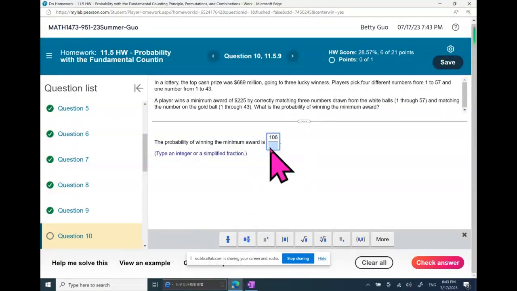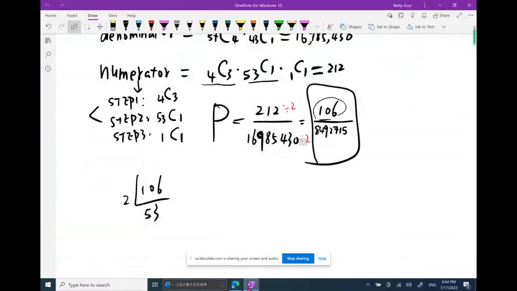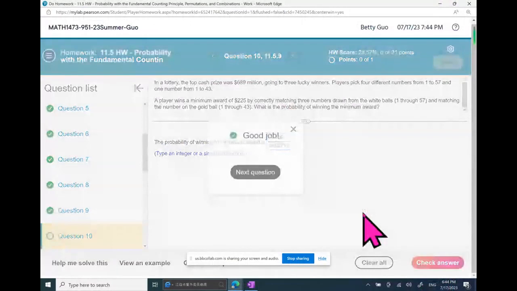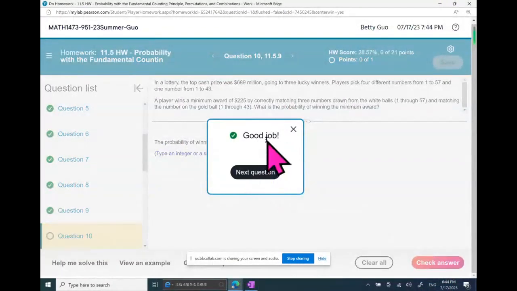Not only is the numerator not easy to find, we also have to simplify the result. The denominator is 8492715. Be very careful if we enter something wrong. I hope this is correct. Should be correct: 8492715 over 106. It is correct. All right.